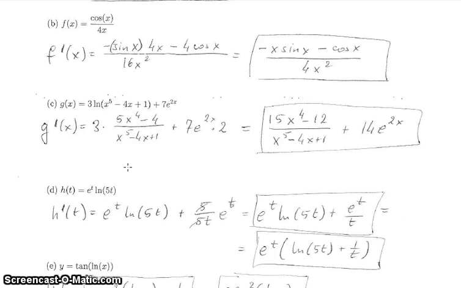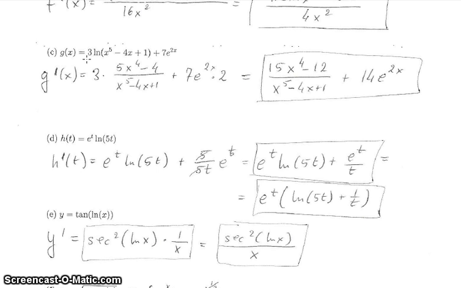C, g of x is equal to 3 times natural log of x to the 5th minus 4x plus 1 plus 7e to the 2x. So the derivative of function g is 3 times. Now the derivative of natural log of x to the 5th minus 4x plus 1 is 1 over the argument, so 1 over x to the 5th minus 4x plus 1 multiplied by the derivative of the argument. So the derivative of x to the 5th minus 4x plus 1 is 5x to the 4th minus 4. And I just put that in the numerator.